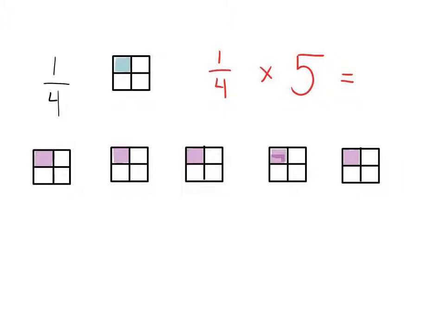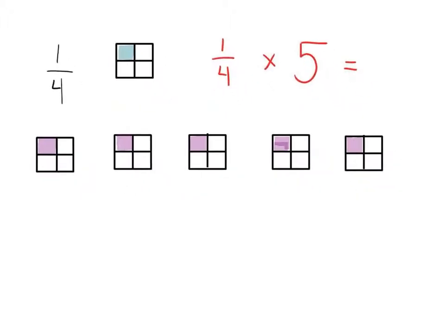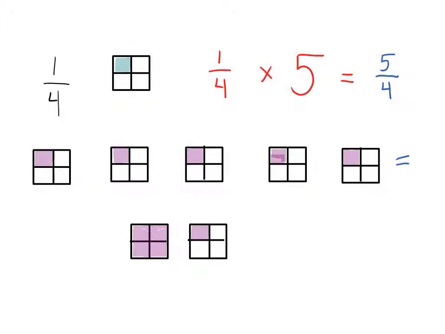So when I'm trying to figure out what my answer is, I'm going to count how many parts are shaded. 1, 2, 3, 4, 5. I happen to have 5 parts shaded out of a total of, well, my whole unit, each whole unit is still made up of 4 pieces. So I have 5/4. Remember that that's an improper fraction, and we can simplify that to be a mixed number.